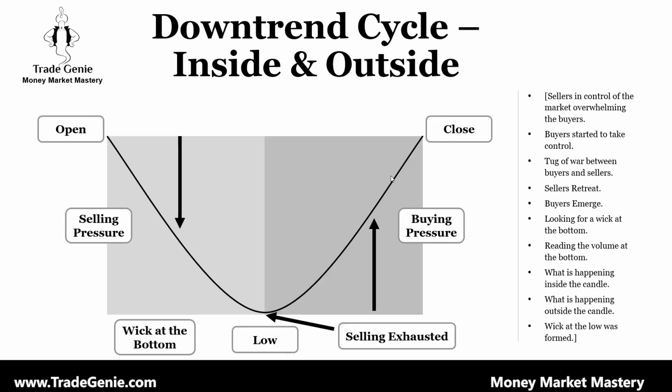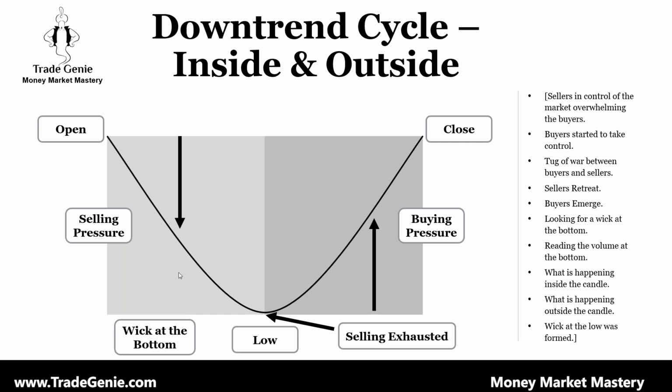Now this is another way of looking at it, which is a downtrend cycle, so inside and outside. Sometimes the stock is under pressure and it's selling, it's going down. This is where the stock opened and it started to move down. So it's coming down, down, down, down, and then it makes a low. So here is the selling pressure, and that is why the stock did this, right? Because it has selling pressure. There are more sellers than buyers, so it's just coming down.